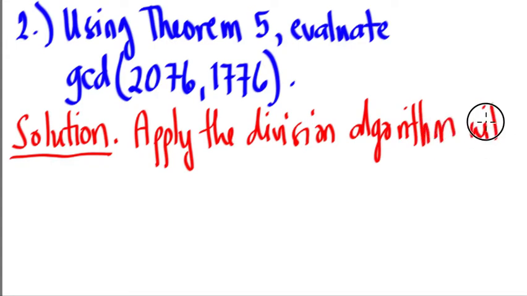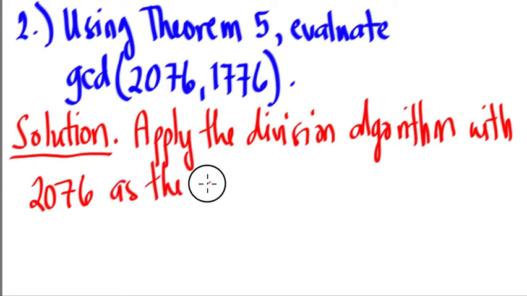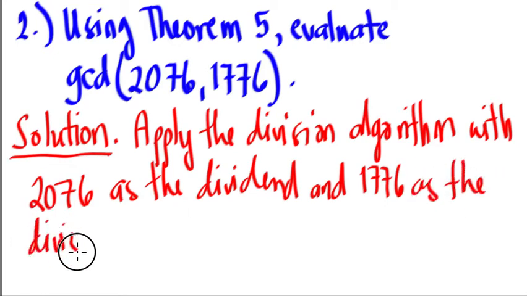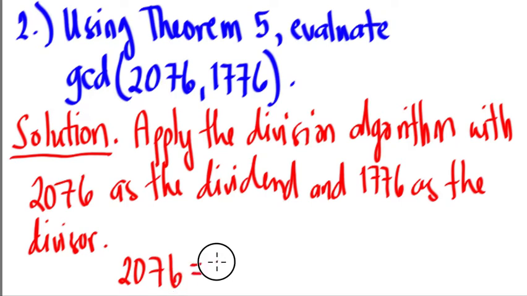We apply the division algorithm with 2076, which is the larger of the two numbers, as the dividend. It should be emphasized that it is the larger of the two numbers. The other number, the smaller one, 1776, is the divisor. By the division algorithm, 2076 is equal to 1 times 1776 plus 300.